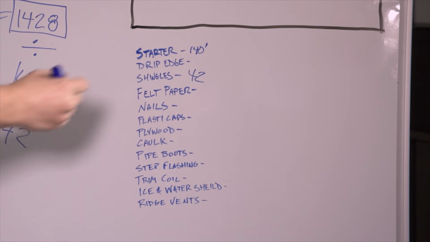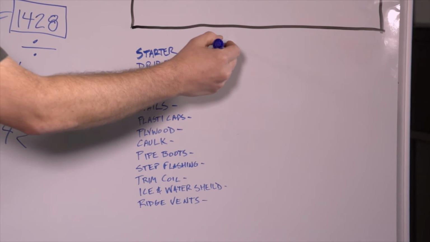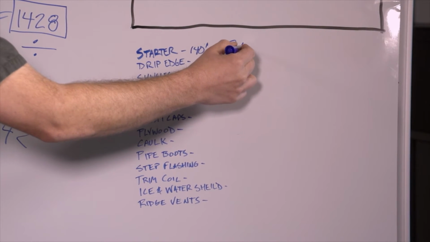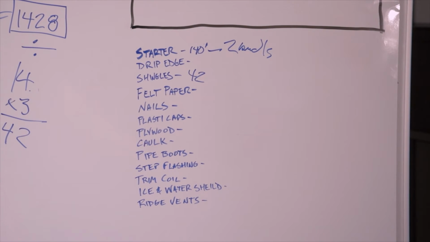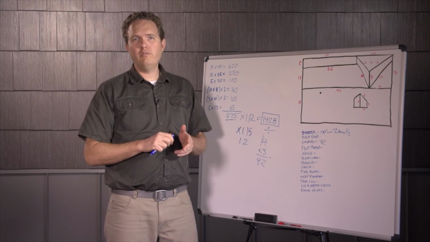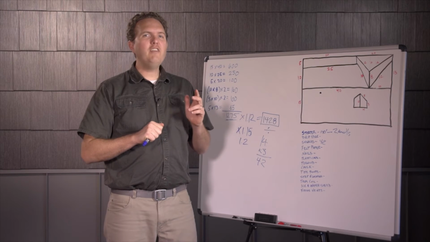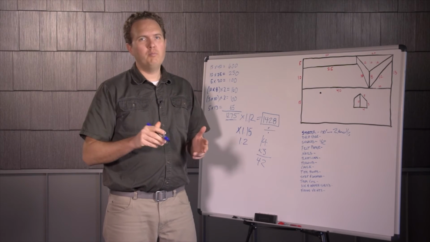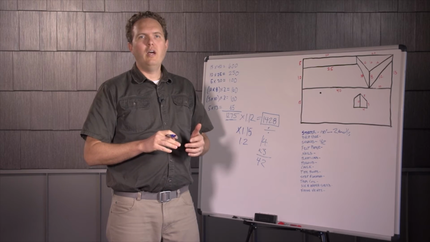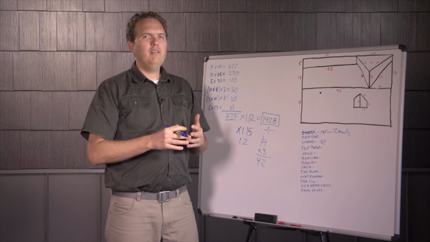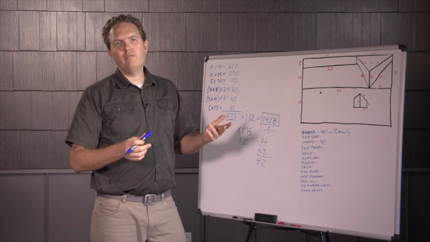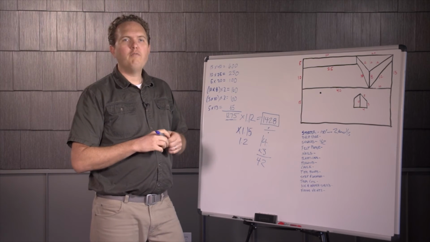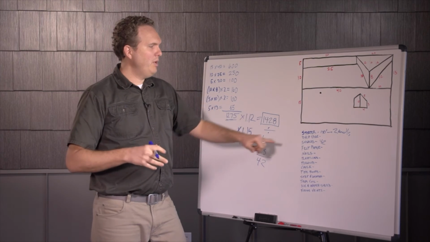So I'm going to need to order 2 bundles of the starter shingle to cover this. And so we'll have some extra of this left over. If you're using 3-tab shingles, you get 84 feet of coverage out of a typical bundle of 3-tab shingles. So on this job, again, to get 140 feet, we're just going to need 2 bundles of 3-tab shingles for our starter.